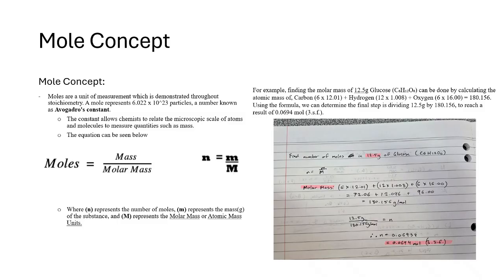The formula is depicted as n equals m over M, where n is the number of moles, m is the mass of the substance, and M is the molar mass. An example above is seen with glucose, about finding the molar mass and eventually finding the number of moles.